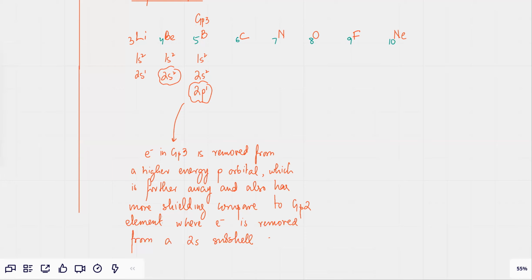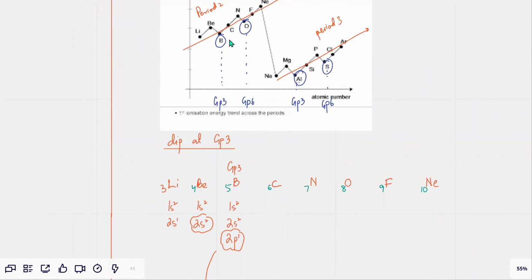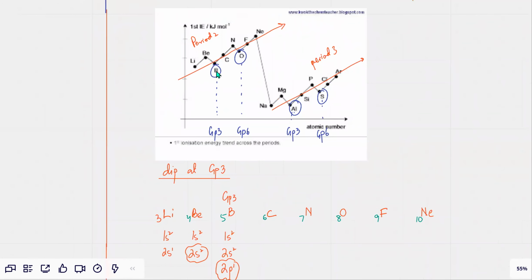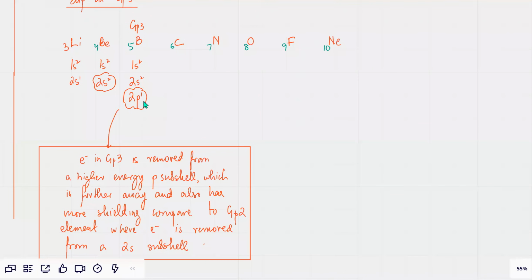Over here, I'm going to mention subshell as well. Orbital is also right, because the p subshell has the p orbital, so that would also be correct. But that's your explanation, which you have to remember. They like this question a lot. This particular question comes very, very frequently, and you have to explain why there is a dip, why the trend is not being followed by this group 3 element. All of a sudden it became easy to remove the electron. The electron went into an orbital which was further away and also more shielded.